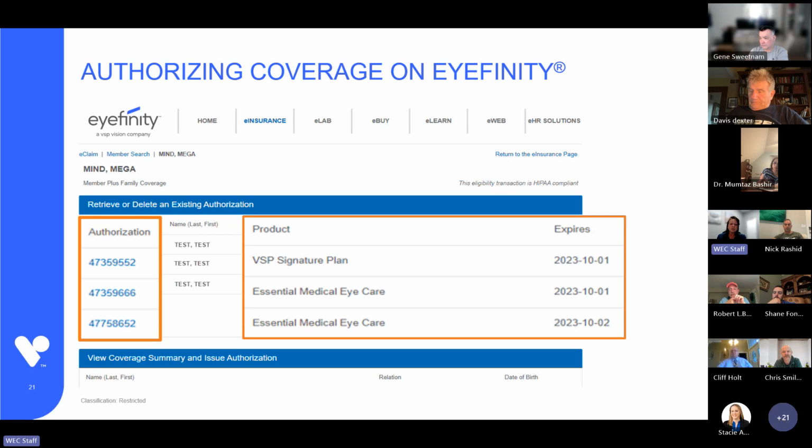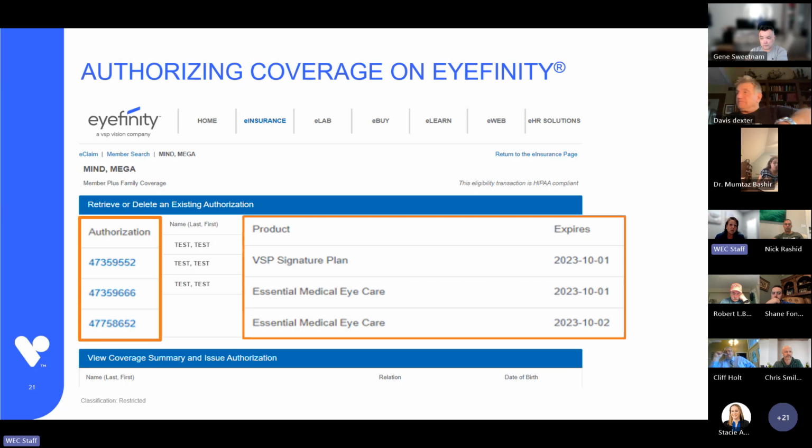In this case, you'll see a third authorization number at the bottom. The reason being is that, let's say on 10/1 of '23, you saw this patient and they were a glaucoma suspect, and you needed to have them back the next day to do a visual field, OCT, PAC, gonio. Well, then you get a different authorization number for that day, and you'll see that patient for just diagnostic testing, and you'll submit those codes under that authorization number. You can get as many authorization numbers as deemed medically appropriate under Essential Medical Eye Care.